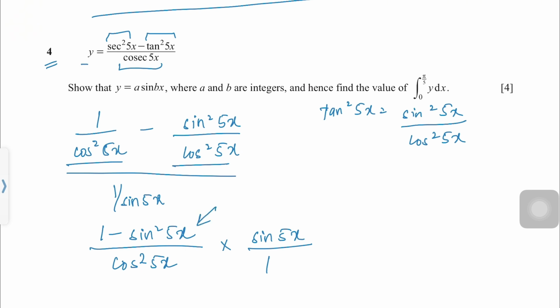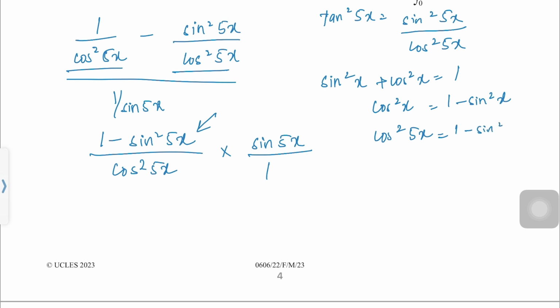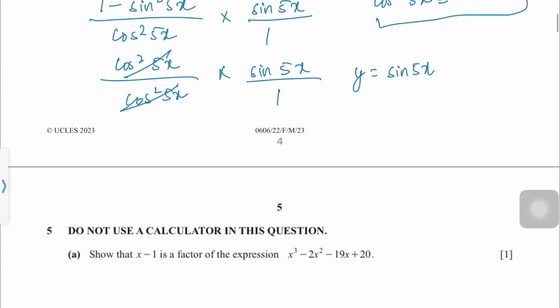Okay. So this 1 minus sin square 5x can be written using the formula sin square x plus cos square x equals 1. We need to substitute it. So cos square x would be 1 minus sin squared x, so cos squared 5x equals 1 minus sin squared 5x. So this will be cos squared 5x over cos squared 5x multiplied by sin 5x over 1. This would be cancelled and we'll be left with y equals sin 5x.